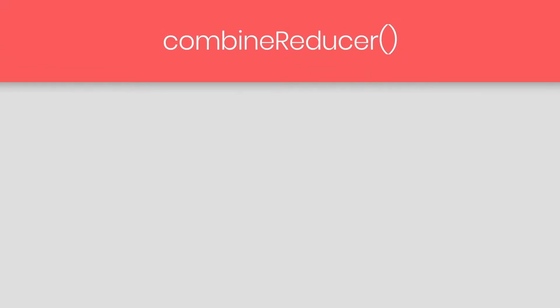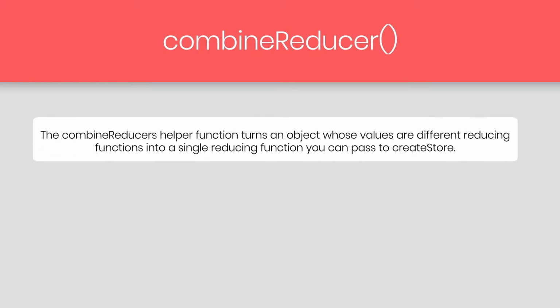Now, in this lecture, we're going to learn what combineReducers of Redux is. We're going to understand how to use the combineReducers helper function of Redux in a React application. So let's see what the combineReducers function is. The combineReducers helper function turns an object whose values are different reducing functions into a single reducing function you can pass to createStore.